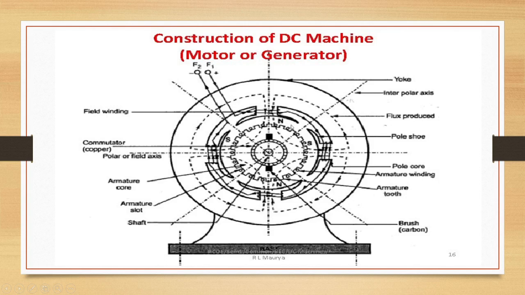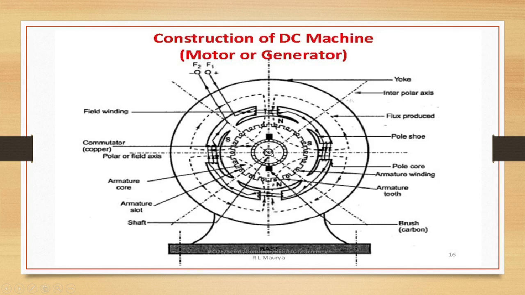And here inside is placed the armature. Entire thing is called as armature. Then in that we are having armature tooth, armature slot, armature winding, armature core. Okay, and conductors are placed inside the armature slots. And this is a commutator and brushes, and this is the shaft.